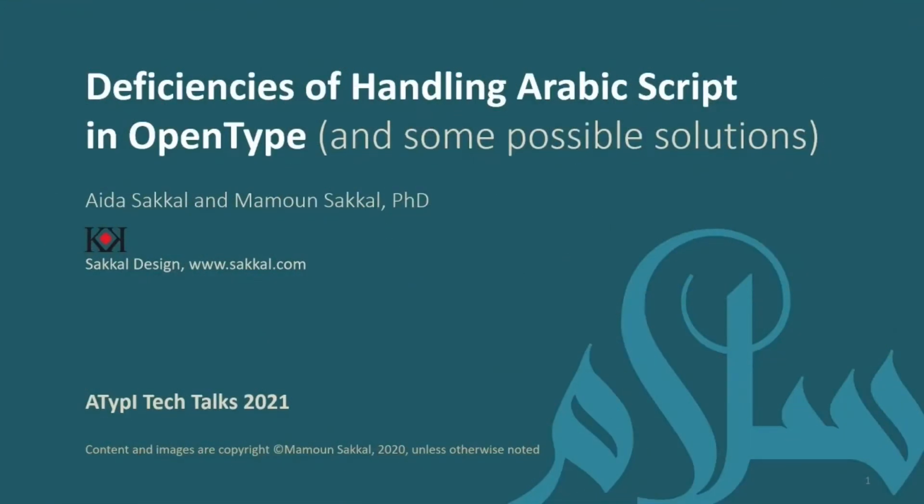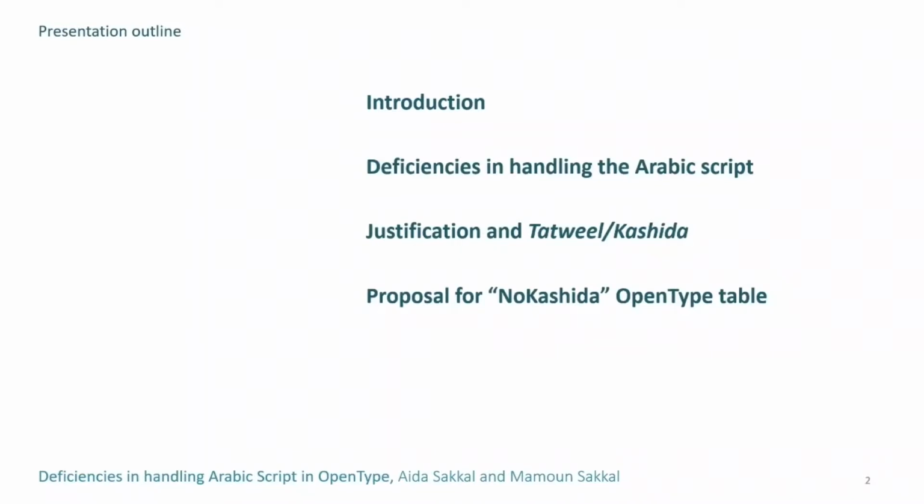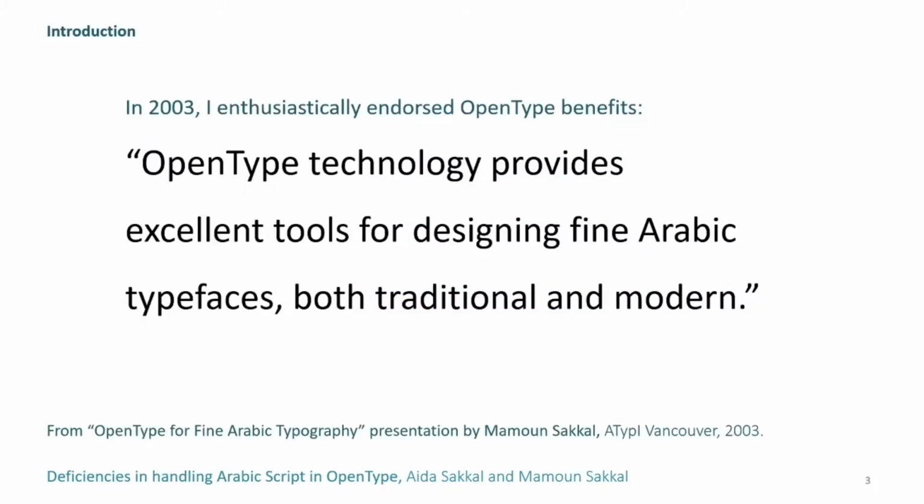Welcome and thank you, everyone. My name is Mamoun Sakkal. And I'm Aida Sakkal. We'll be talking about deficiencies in handling justification for the Arabic script with a focus on the major shaping engines. Almost 20 years ago now, in 2003, I gave my first presentation at the ATypI conference in Vancouver, BC, in which I endorsed OpenType benefits and showed many features to enable designers to produce fine Arabic typography.